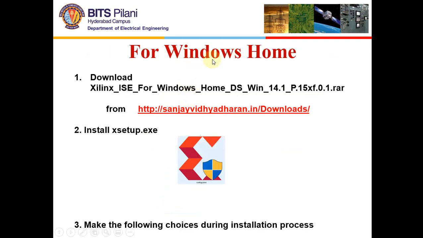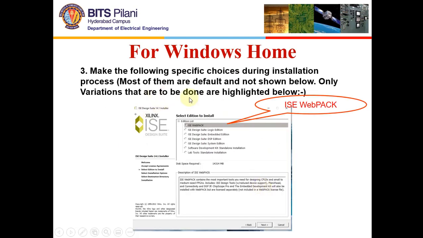Okay, those who have got Windows Home Edition, you need to download this file, Xilinx ISE for Windows Home, right? Again, you got to run the setup, but in this case, you got to make some choices. I'll let you know what those choices are. Specifically, it will ask for the edition to install, so you got to select ISE WebPACK. Okay, those are for Windows Home.